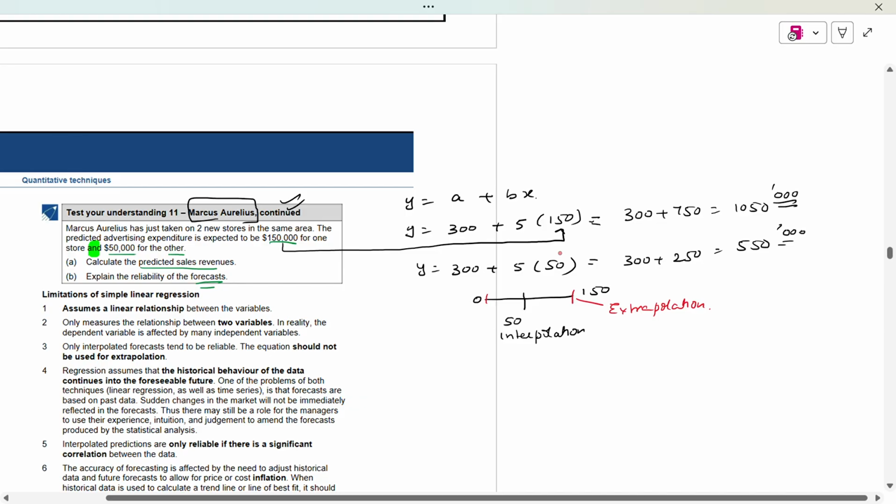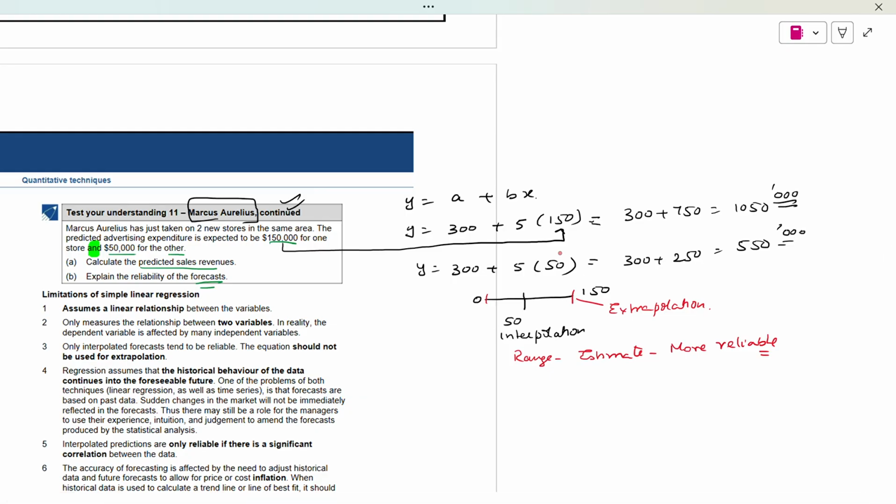Okay, beyond the original data. If you are taking within the range, it is interpolation. Interpolation is more reliable. Within the range, we have the estimates. If you are taking within the range, it will be an estimate, and it is more reliable. If you are taking outside the range, then we are taking some more risk as such. Are you clear about this?